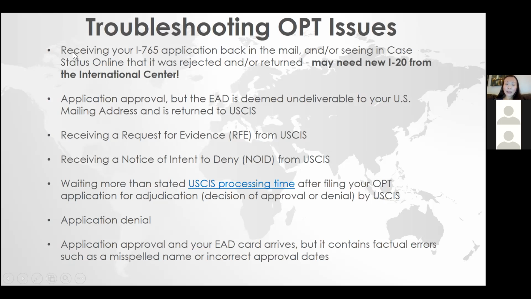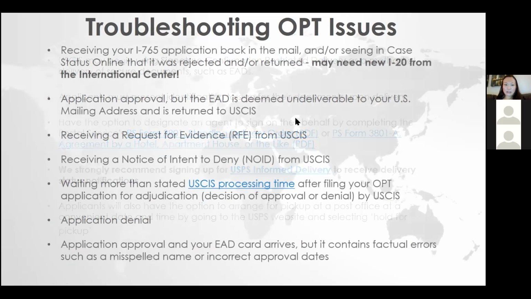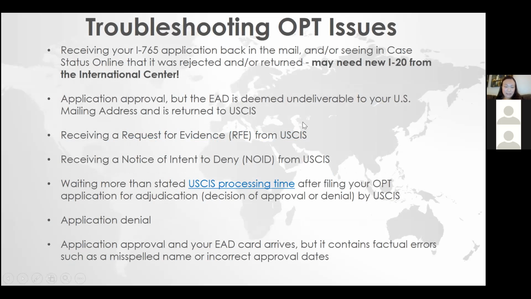Other things that you may see are receiving a request for evidence from the government, and that's where maybe the government has some additional questions or they'd like some additional documentation from you. So it doesn't mean that your application is going to be denied. Essentially, the government is giving you a chance to respond with additional information. And same thing, if the government has any issues with your application, they could issue a notice of intent to deny. Not always, but it's often common to receive a request for evidence before a notice of intent to deny.